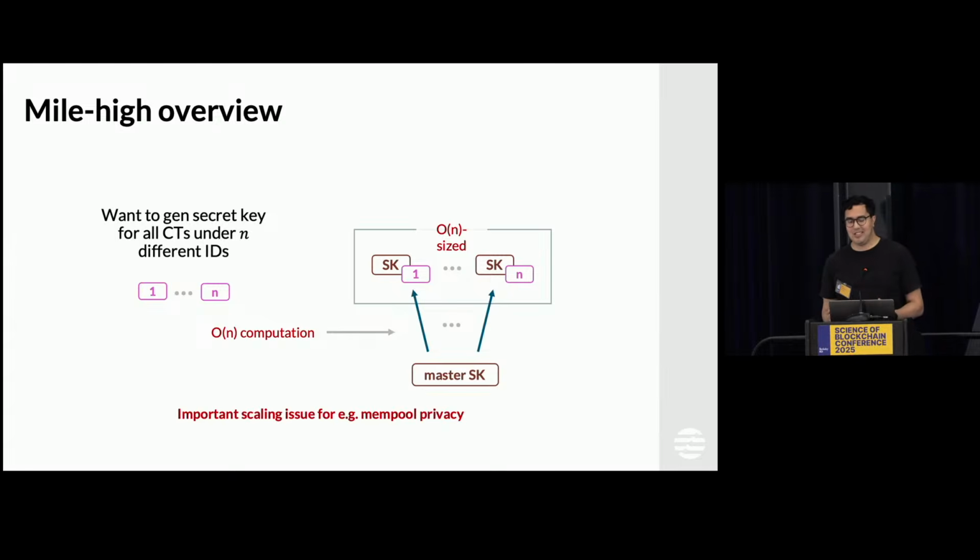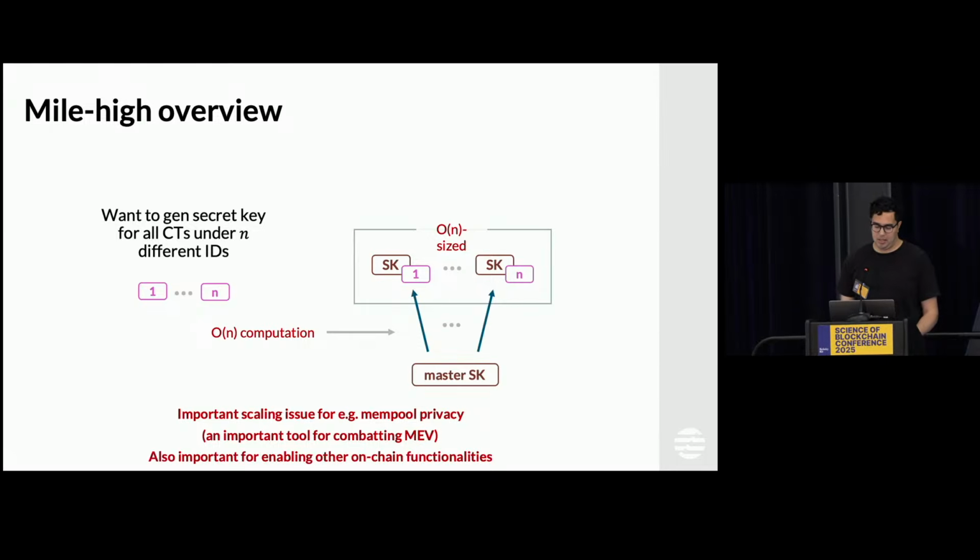So why is this efficiency problem interesting? Why should you care? Well, it turns out that this specific efficiency problem becomes an important scaling issue when you try to implement mempool privacy. And of course, mempool privacy is an important tool for combating MEV. It also turns out that this becomes an important scaling issue for other interesting on-chain functionalities. Basically, whenever you want to implement threshold decryption on-chain, you could potentially run into this issue.